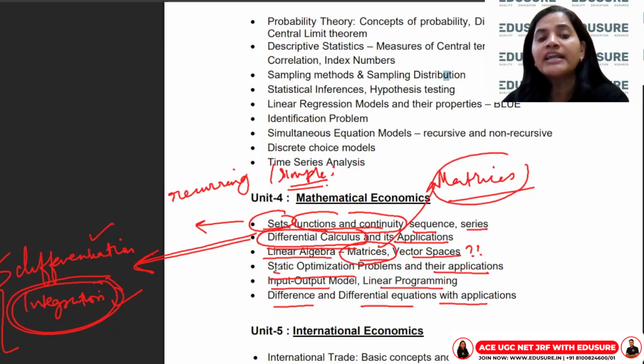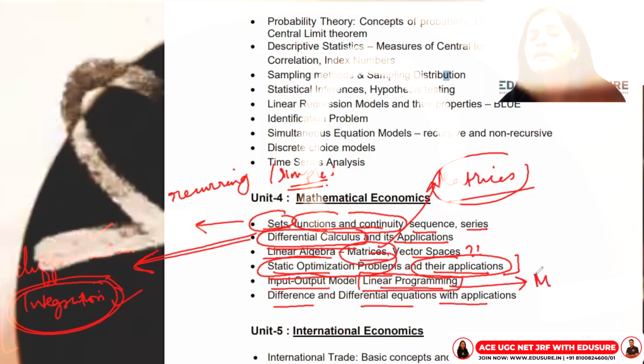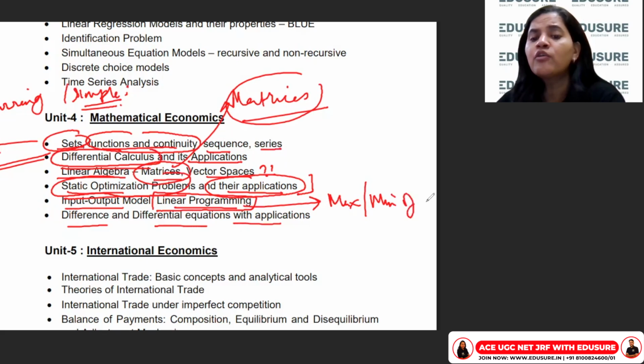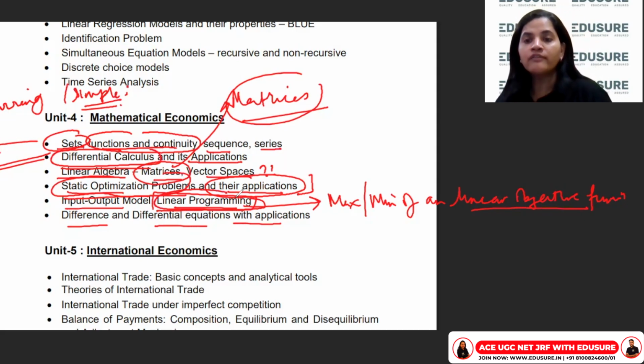Then the next one is static optimization problems and their applications. This is not a very important topic. They have never asked this. In fact, static optimization problems is nothing but some sort of linear programming only. Linear programming is nothing but maximization or minimization of a linear objective function. So you have to focus on linear programming. In linear programming, they will most probably not ask you how to solve a linear programming problem, but then solving a linear programming problem is not very difficult.